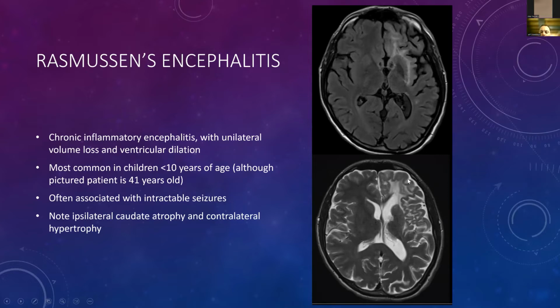Another way that you can confirm that there is volume loss on one side is by looking to the contralateral side for hypertrophy, which we can see here. On the left, you see the ex vacuo dilation of the left frontal horn, and the left caudate is shrunken and retracted, while the right caudate is enlarged, which is a compensatory hypertrophy. That can be helpful when trying to identify which is the diseased side.